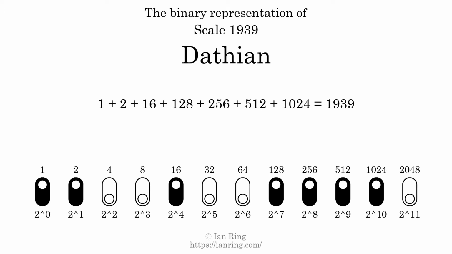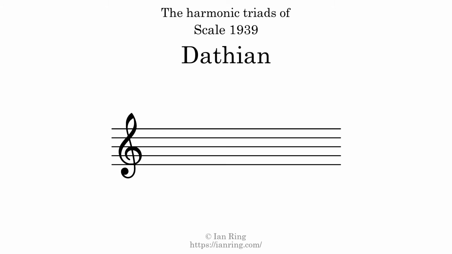1939. The scale number not only enumerates the scale with a unique index, but it also literally describes the tonal content of the scale. Represented as a binary number in base 2, the scale number is 0111100100011. Here are the harmonic triads present in this scale.